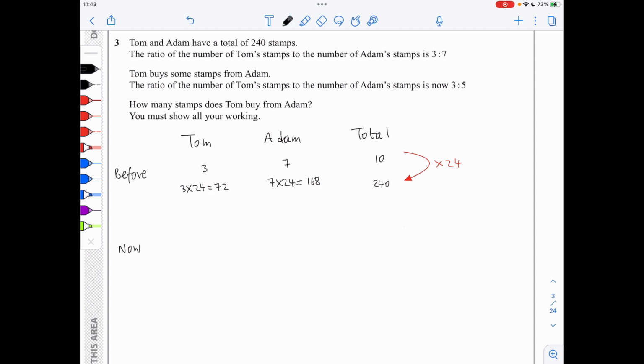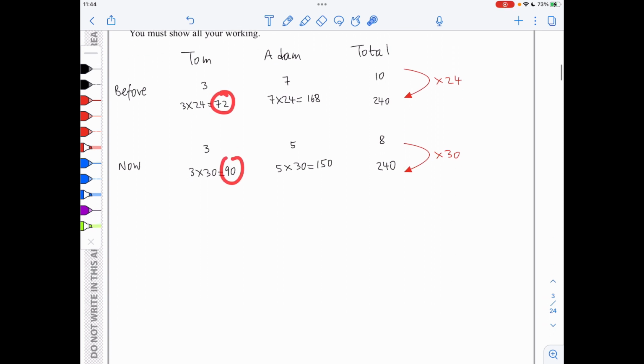And now they are split in the ratio of 3:5. So 3 plus 5 is 8. The total is still 240. And we see that to go from 8 to 240, we multiply by 30. So 3 times 30 is equal to 90. 5 times 30 is 150. We can see that Tom went from 72 to 90 stamps. So 90 minus 72 is equal to 18 stamps, and that's the answer to this question.